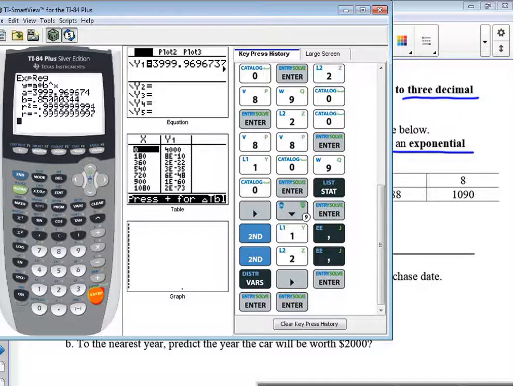So when we hit enter, there's our equation for our exponential. So to the nearest 3 decimal places, 3999.970 times 0.850 to the x.